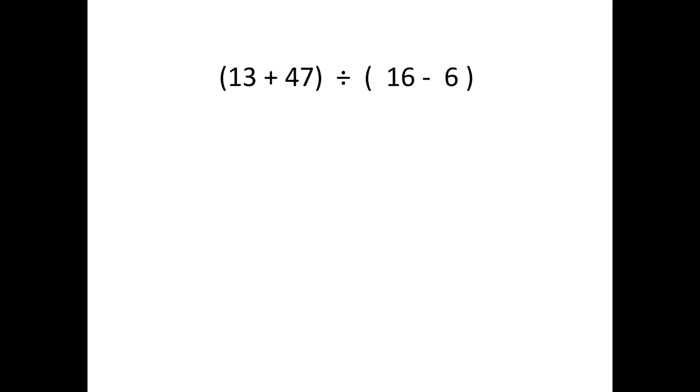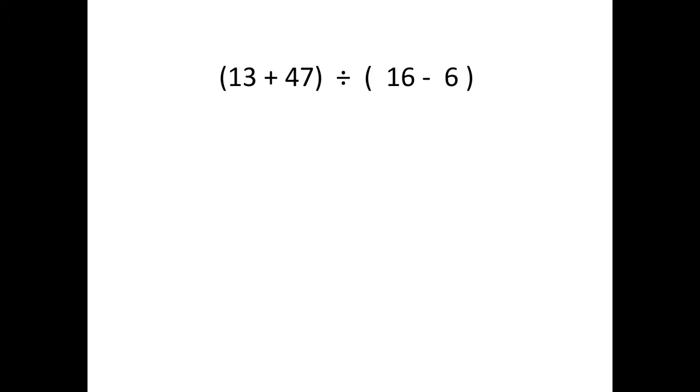Another question. I have 13 plus 47 in brackets divided by 16 minus 6 in brackets. What is the rule saying? BODMAS. B first, brackets first. I have 2 brackets. No problem. I will do the 2 brackets in the first step. So I will make 13 plus 47. It will give you 60. And also 16 minus 6, it will give you 10.